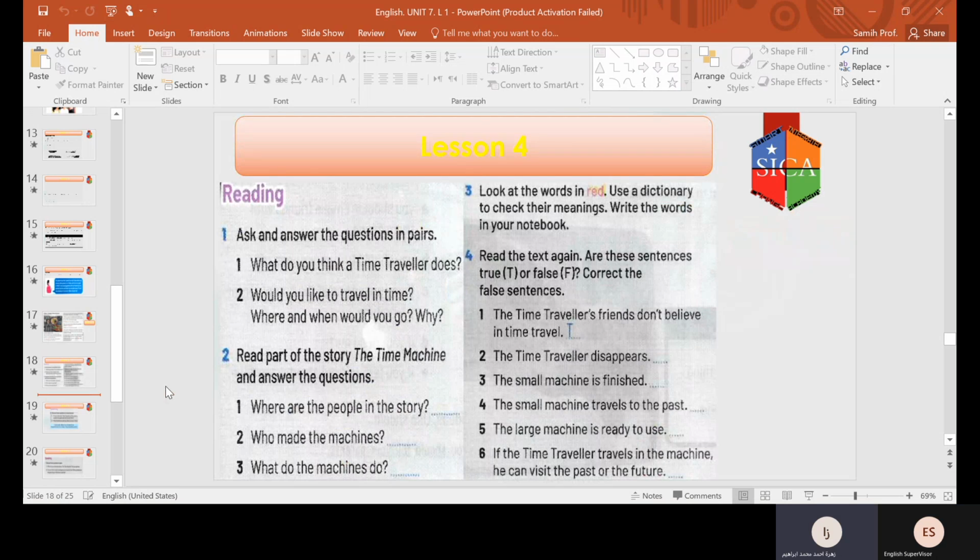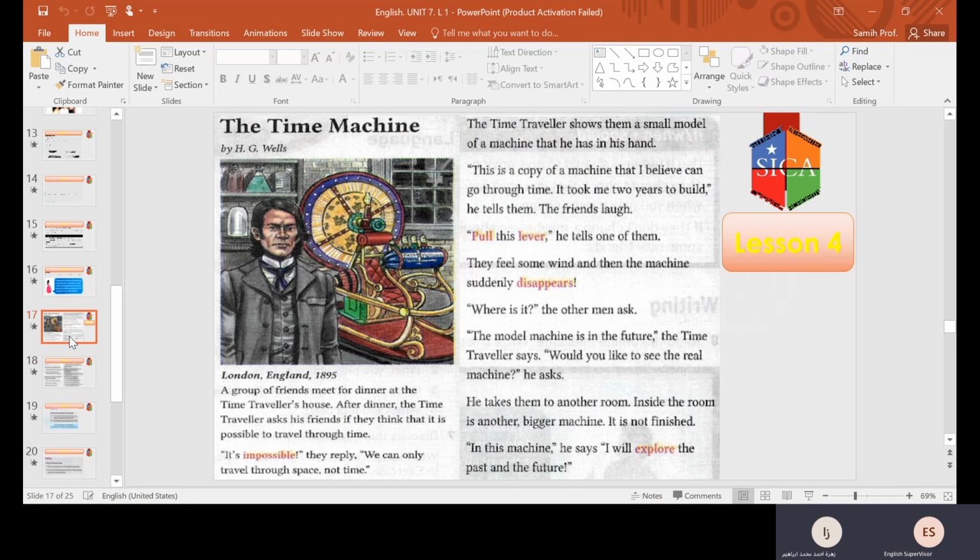What do the machines do? Travels in the past and the future. Great. Travels in another place. Travel to other places. Yes. So it can travel to the past and to the future, plus going from place to place. Sounds great. Thank you very much.